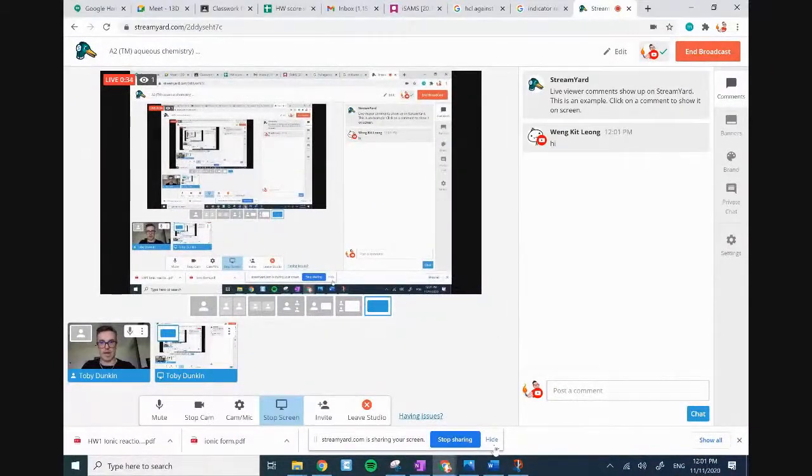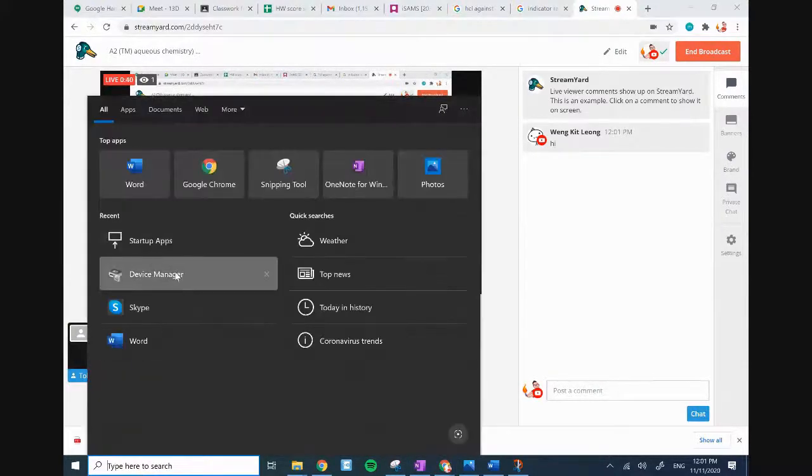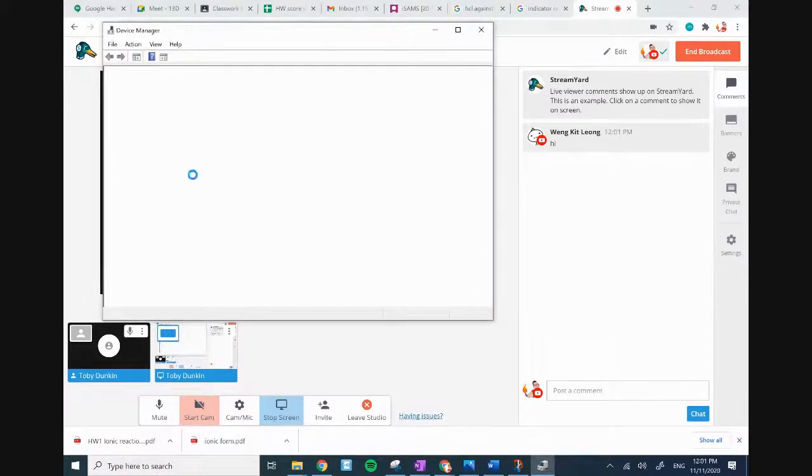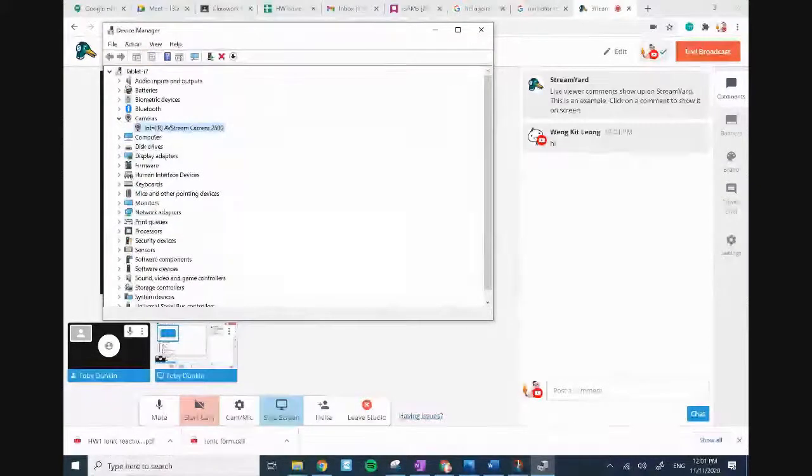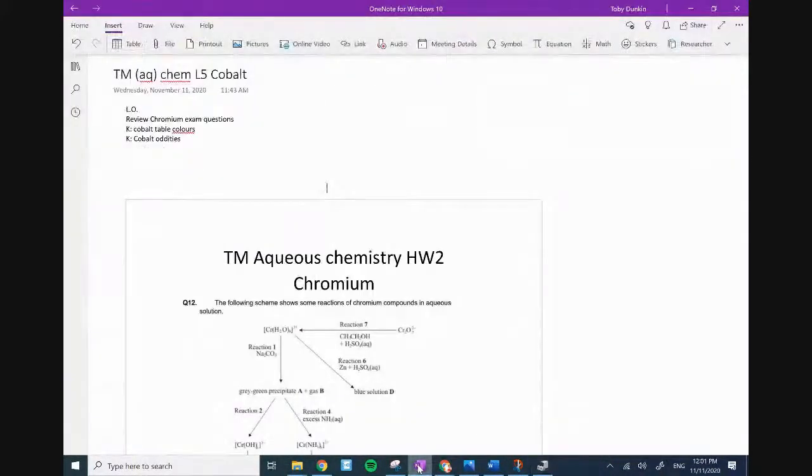Right. Okay, I'm going to hide that. Right, what I'm now going to do is stop my camera there. Now I'm going to attempt to disable my camera. If it crashes, I'm so sorry. It's already crashed once on me today. Cool, survived.